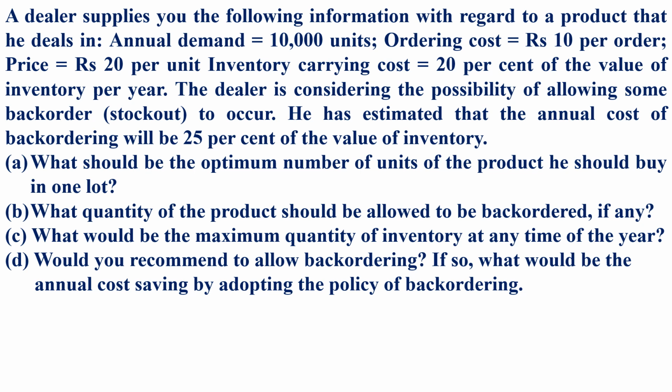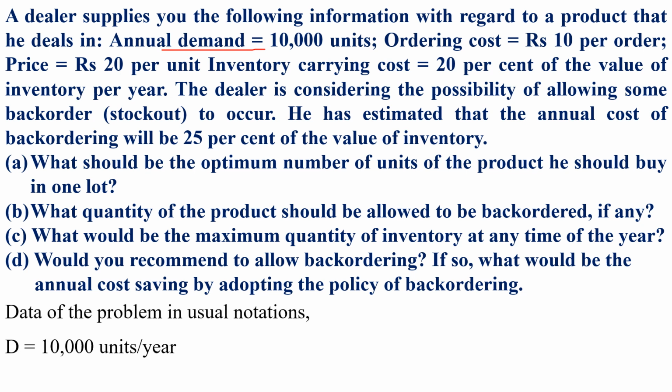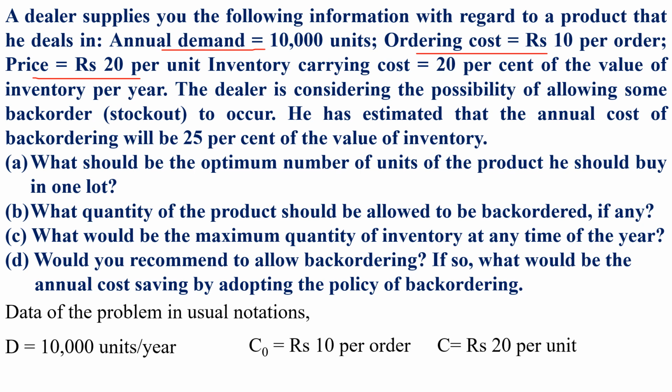So first we have to write down the given data. With general notations, the annual demand is capital D, 10,000 units. Next, ordering cost, 10 rupees per order, that is C naught, 10 rupees per order, and the price is given, that is capital C, 20 rupees per unit. And it is given the inventory carrying cost, that is 20% of the value of the inventory per year.